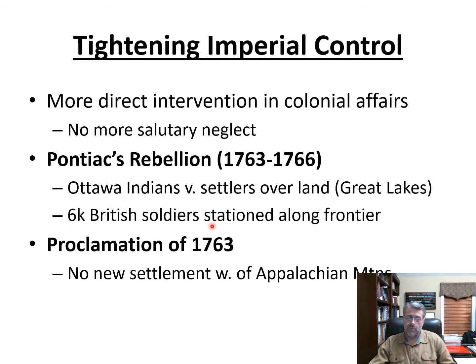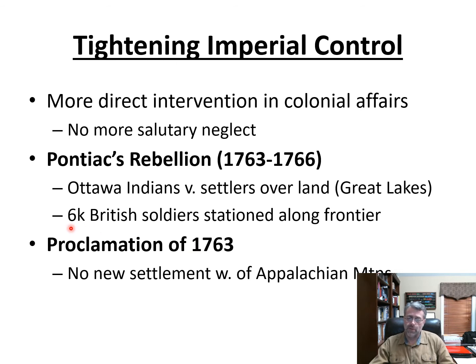Now, a couple of immediate effects are going to result from this rebellion. To begin with, England is going to station about 6,000 British soldiers on the frontier, and they'll be dispersed in numerous forts along the frontier, again to help protect the British colonial frontier from further Indian rebellions. Another thing that the British government is going to do in order to help avoid this type of conflict on the frontier is they're going to pass the Proclamation of 1763. And this is not long after the rebellion starts. They try to get out in front of it by passing this proclamation.